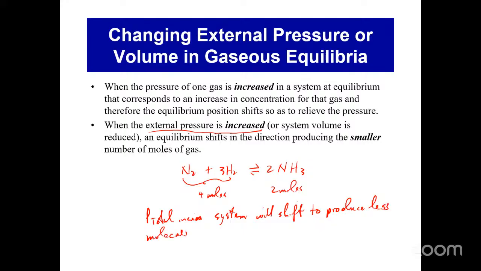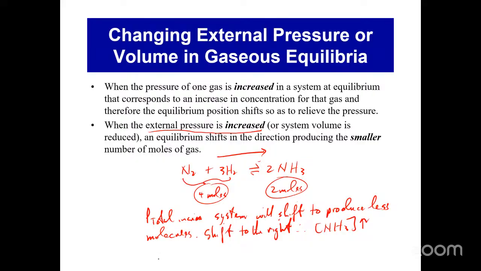All right. So in this particular case, you have 4 moles here, you have 2 moles here. That means that the shift will be from left to right. So therefore, shift to the right. And therefore, as a result, the concentration of ammonia will increase and the concentration of nitrogen and hydrogen will decrease.